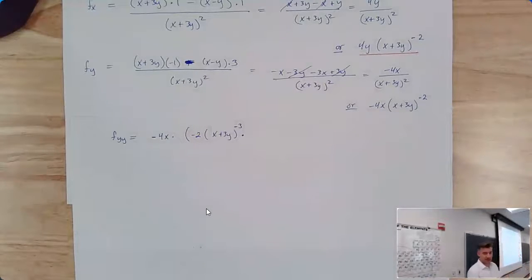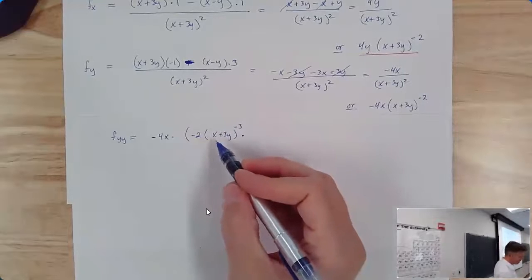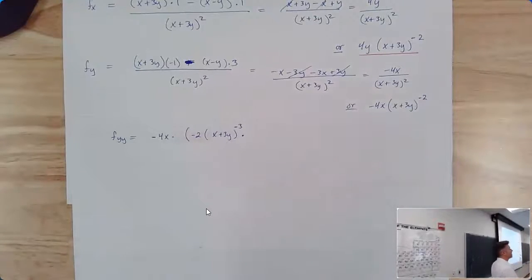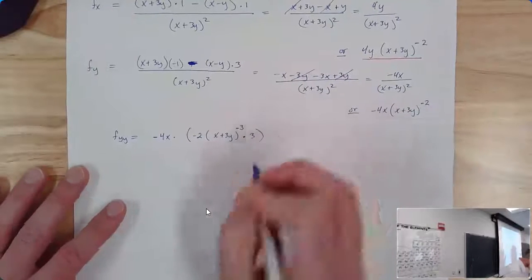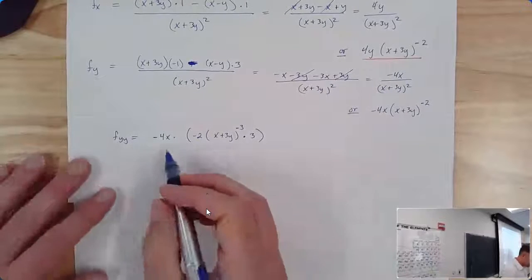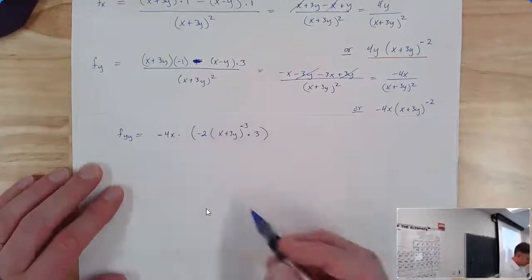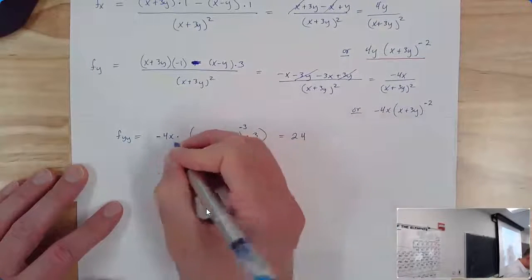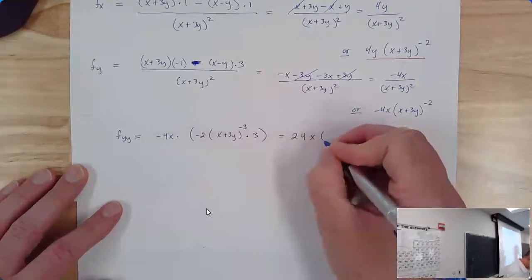Yes, this many. Because I'm taking the derivative with respect to y of the inside stuff, and the derivative of x is 0, and the derivative of 3y is 3. And if we want to simplify this, 3 times -2 times -4 is going to give me a positive 24 times x plus 3y to the -3.